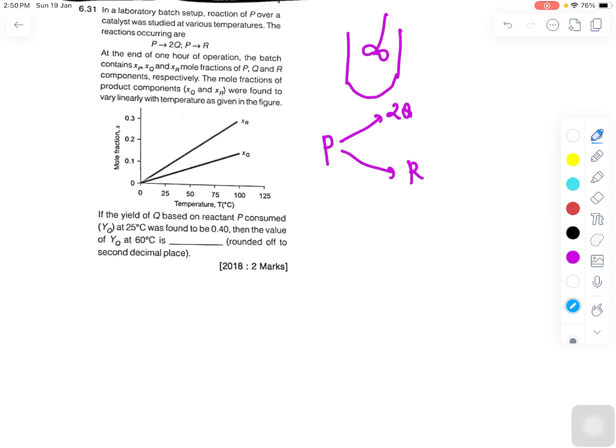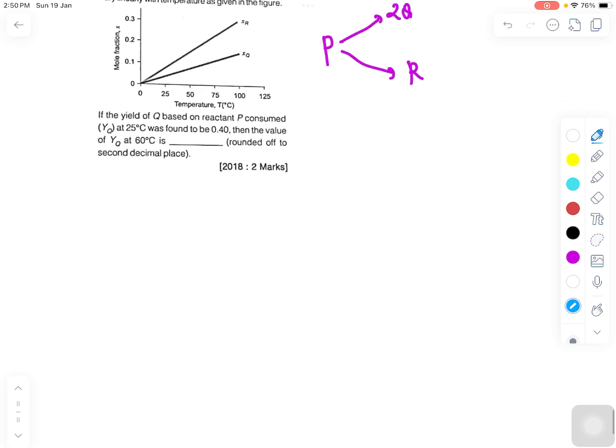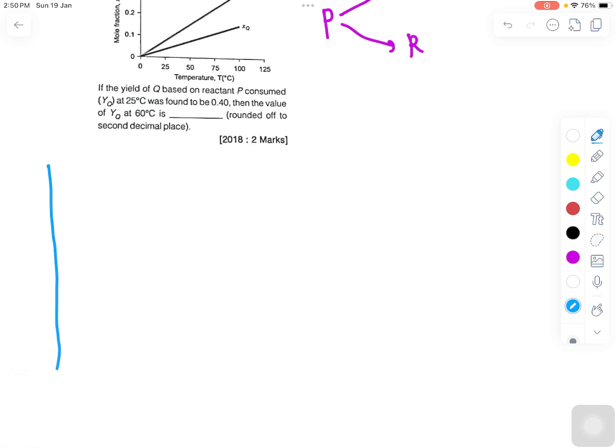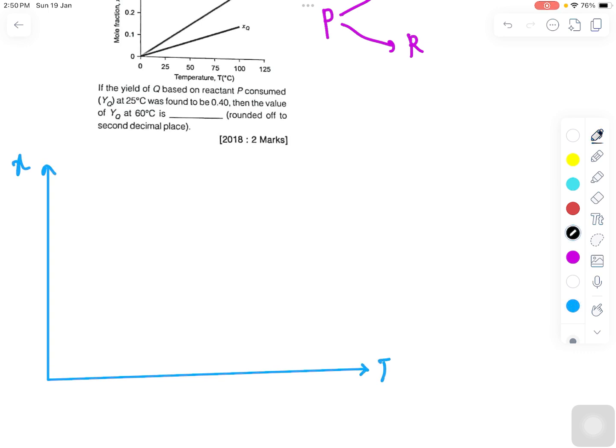At the end of 1 hour of operation, the batch contains XP, XQ and XR mole fractions of P, Q and R respectively. The mole fraction of the product components was found to vary linearly with the temperature. Here you can see the mole fraction varies linearly with the temperature. So if I plot this curve again, you will see this one is the mole fraction X and this one is the temperature. So one graph looks like this, and another one looks like that.